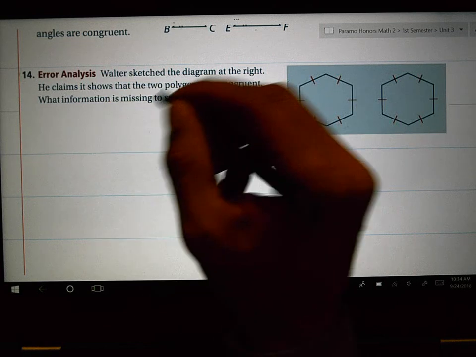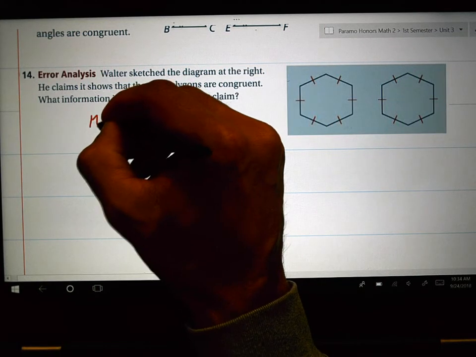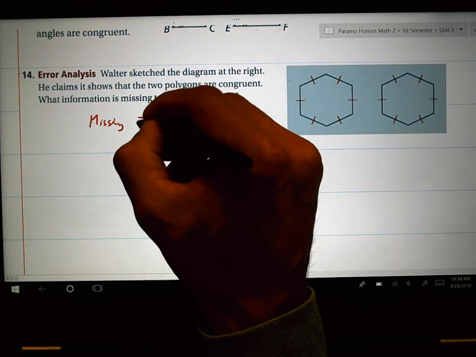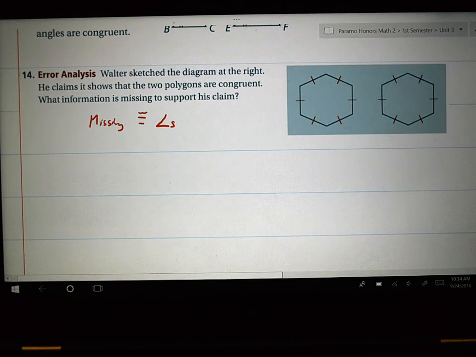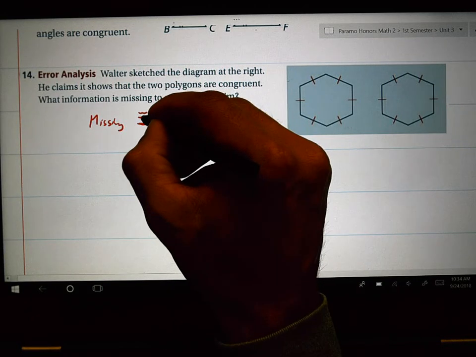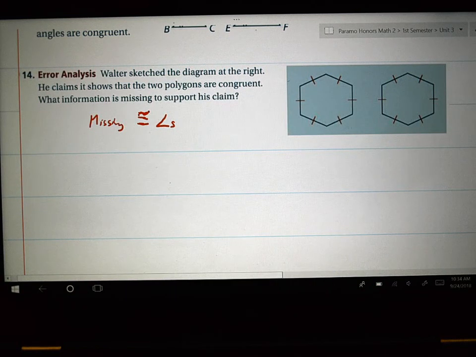It's missing congruent angles. You can write out the words if you want to. I'm very much a symbol person. I will write down the symbols as much as I can. Here's congruent angles. We know all these sides are the same, but we don't know if this angle is exactly the same as that angle and vice versa. They look the same, but you cannot assume things in geometry. And so that's where we're going to end our notes today.